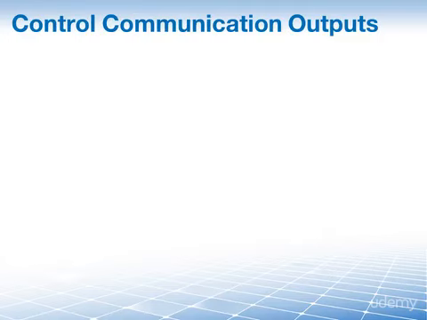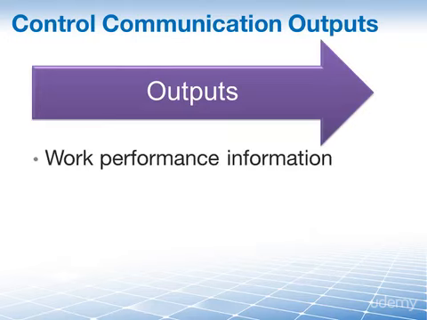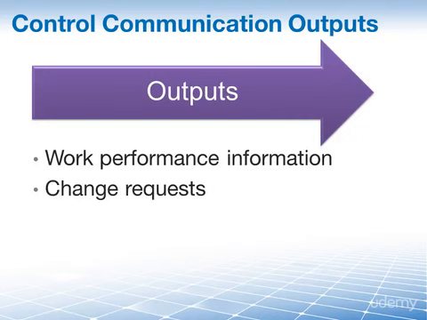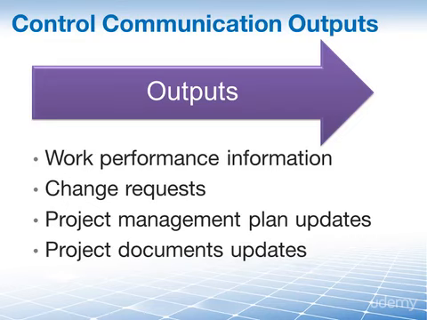All right, so we've looked at all our inputs, we've shown them to our experts and gotten their opinion. We looked at our information management tool. We held several meetings on the topic of controlling our communications. Now what? Well, we're getting to the outputs here. And in regards to the outputs, we have created the following: work performance information, change requests, project management plan updates, project documents updates, as well as updates to our organizational process assets.